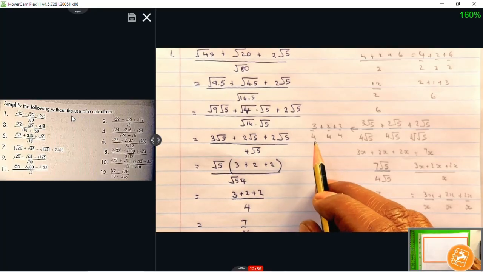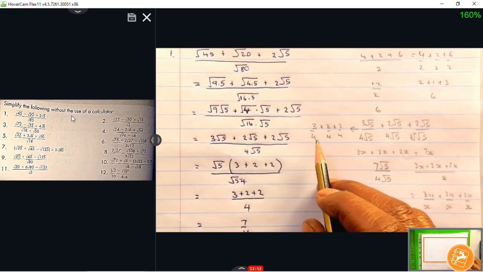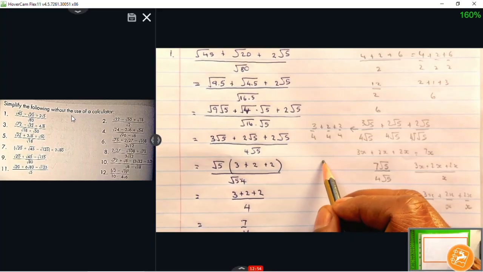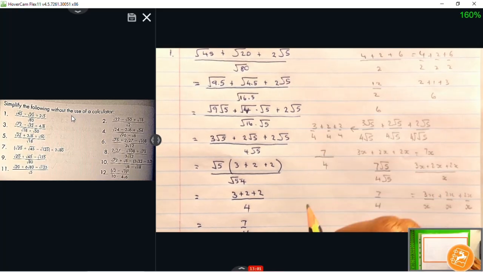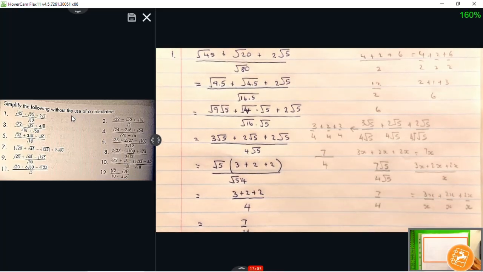Then we go to the earlier grades. If you have the same denominator, all you do is what? You write that denominator, then you add those on top. What do they give you? They give you 7 over 4. Look at that.